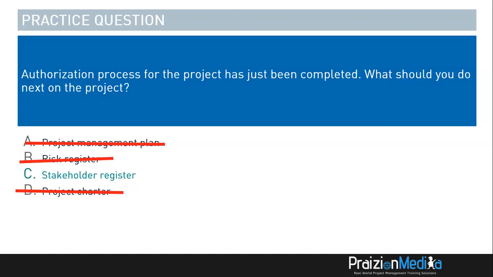So I hope this makes you think a little bit more. I know some of you have not encountered these questions before and you're a bit taken aback, and that's okay. But I want you to begin thinking. You've got to think about every word. It didn't say the initiating process group is done. It said the authorization process for the project has just been completed. In other words, develop project charter has just been completed. What would you do next? On page 25, you would go straight down, right?